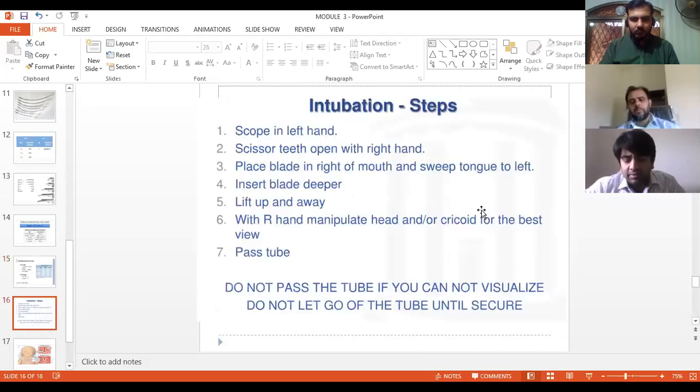And these are the steps of intubation which all of you know previously. For intubation, we will hold the laryngoscope in the left hand, then scissor the teeth open with the right hand. We will place the blade in the right side of the mouth and swab the tongue to the left, then insert the blade deeper, lift it up and away, manipulate the cricoid with the right hand and then pass the tube.